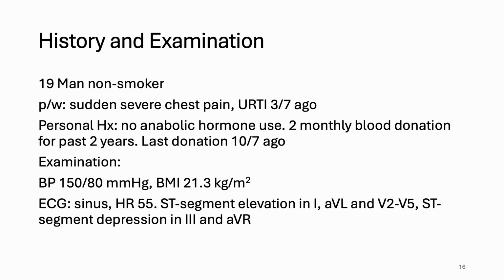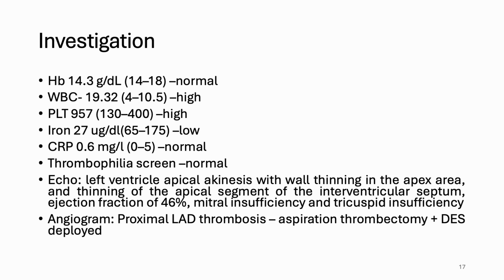On examinations, the blood pressure was slightly elevated and he has a normal BMI. The ECG shows the sinus rhythm with a heart rate of 55 beats per minute, and the ST elevation is in AVL and V2 to V5, and ST segment depression in 3 and AVR. The investigations has confirmed the presence of thrombocytosis with leukophilia. The patient has normal hemoglobin with a low iron level. The inflammatory marker and thrombophilia screen was normal.